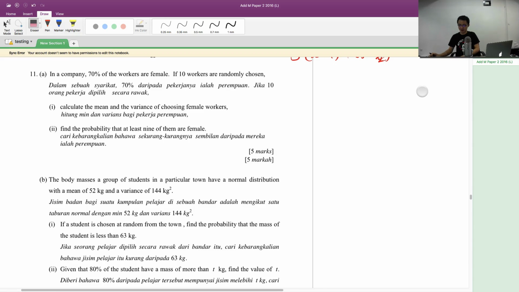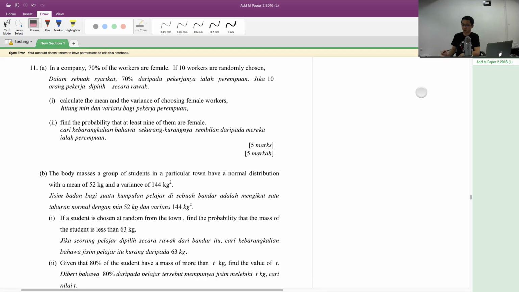Alright, so in a company, 70% of the workers are female. If 10 workers are randomly chosen, calculate the mean and variance of the chosen female workers. Okay, so it's very easy. First, I know my total: I have 10 workers, and P, the probability of getting a female, is 0.7 because it's 70%. So I know Q is just 0.3.